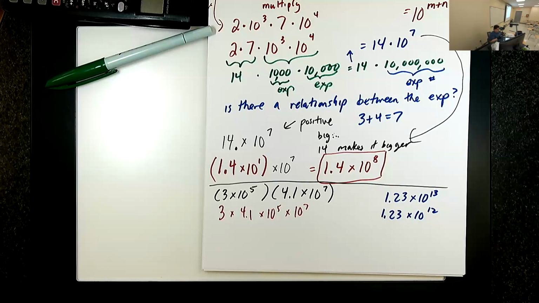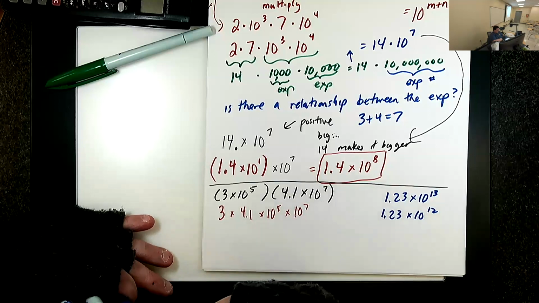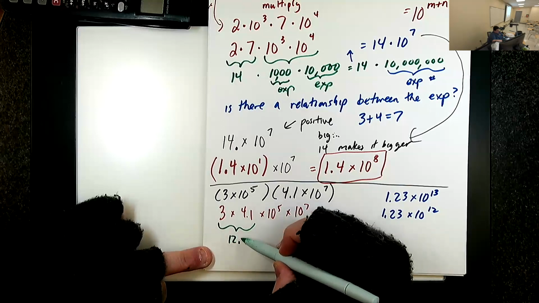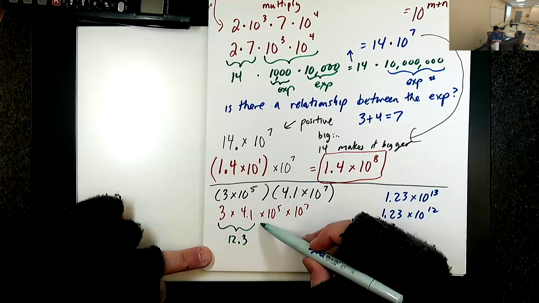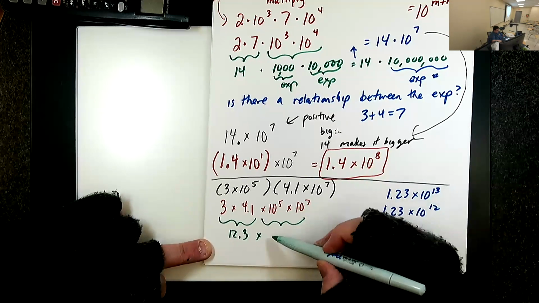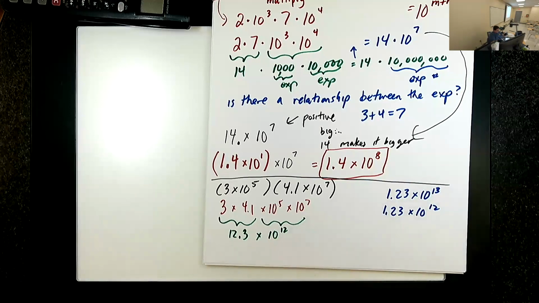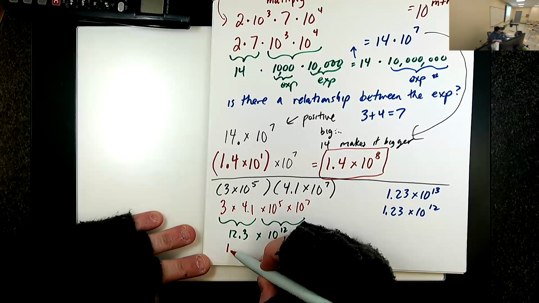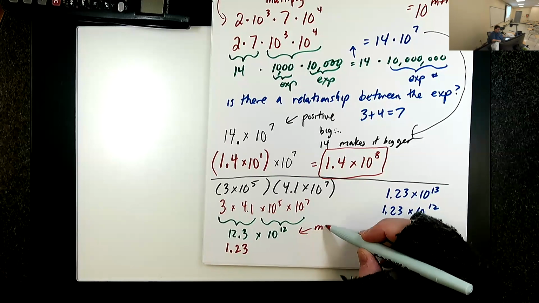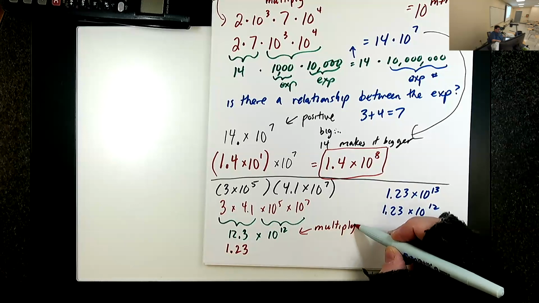All right, let's figure out what we got. So what is 3 times 4.1? What is that value? 12.3. And if we do this, what do we have? The 5 and the 7? 12. So we're getting there. But we know we want to have only one digit before the decimal point. We want that to be a 1.23. Which means this is multiplied by 12. And so it's getting bigger.